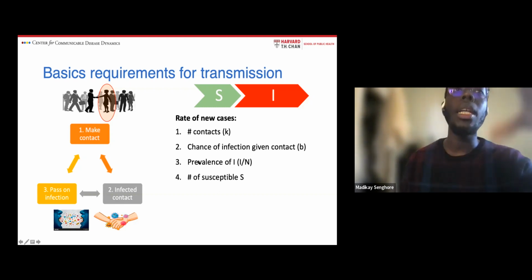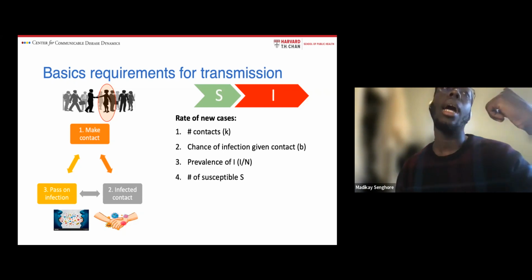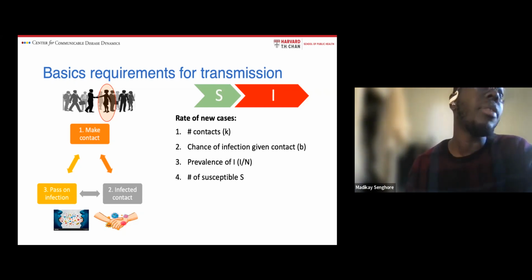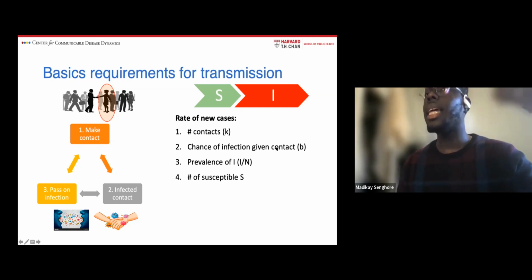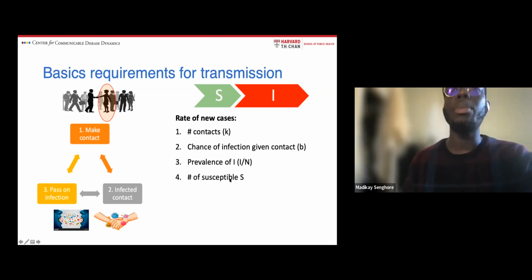Then you should think about the prevalence first, which is, out of those people I'm contacting. So if there's a 20% prevalence in the population and I encounter 5 people in the day, then there's a likelihood that one of those 5 is going to be infected. Then the question is, what is the chance that that person actually gives me whatever infection they have? And again, this all depends on how many people you have in the population that are susceptible to start off with.